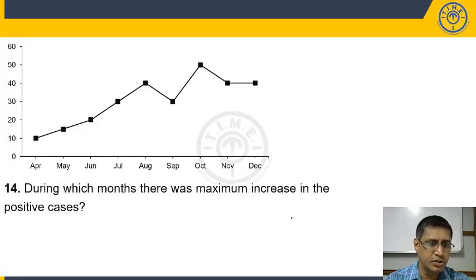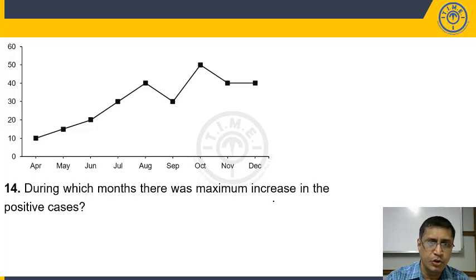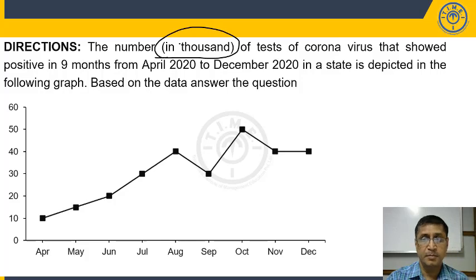Now, look at the first. Here is the first question on your screen. During which months was there a maximum increase in positive cases? Maximum increase in positive cases. Just observe. So all these values, just look at this one, I will show you, all the values are in thousands. Okay, please remember this.